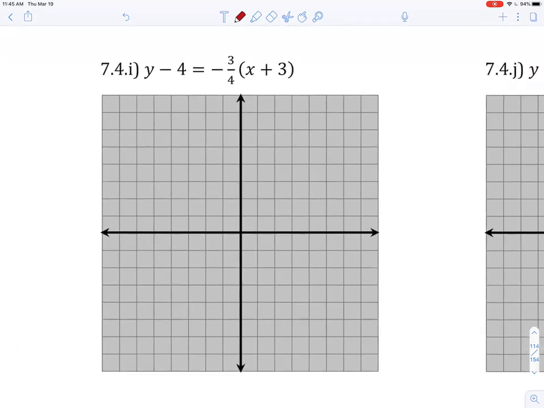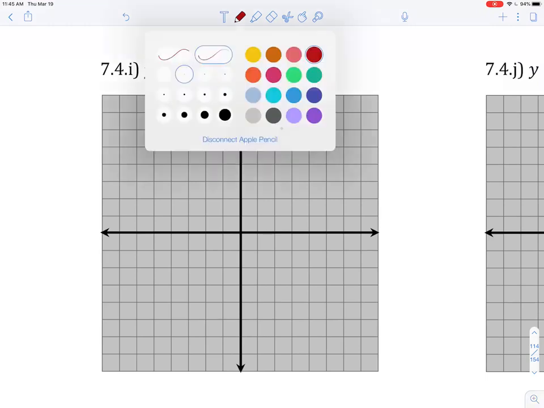Reminder to always put the arrows on each end of the line to show that your line is continuing in both directions, even though our graph has just run out of space. Okay, Mr. Thide, it's your turn. Ooh, let us go.